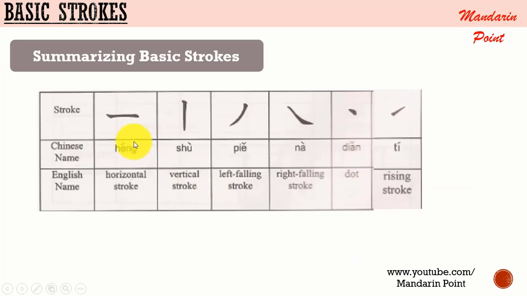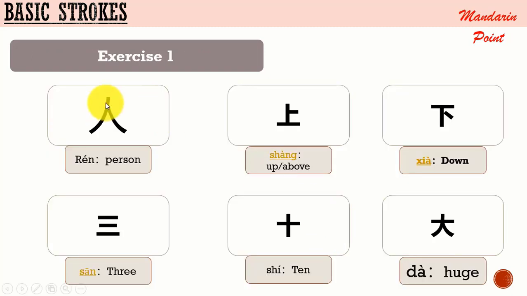So summarizing today's lecture, we have studied only 6 Chinese strokes named heng, shu, pie (left falling), na (right falling), tian, and ti. Okay, before I finish this lecture, let's do some kind of exercise. We have to write these characters by ourselves. This is ren, person. This is shang, up or above. This is xia, down. Da, huge or big. Shi, 10. San, 3.